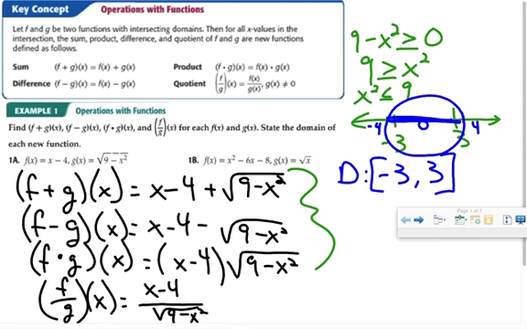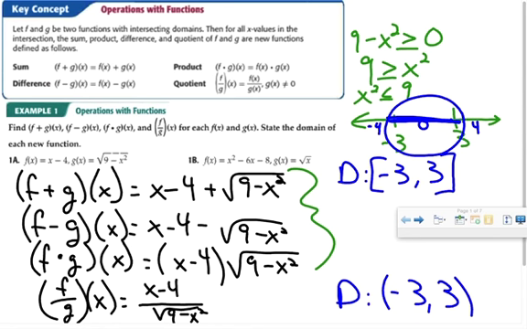In the quotient one, however, I have the added restriction of that 9 minus x squared being in the denominator. So it can't equal 0. Well, that's not too difficult to fix. My domain would have the same boundaries, it just can't equal the -3 and it can't equal the +3. But it's a very similar domain.